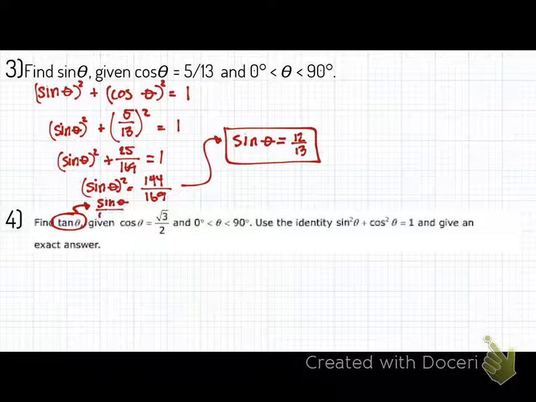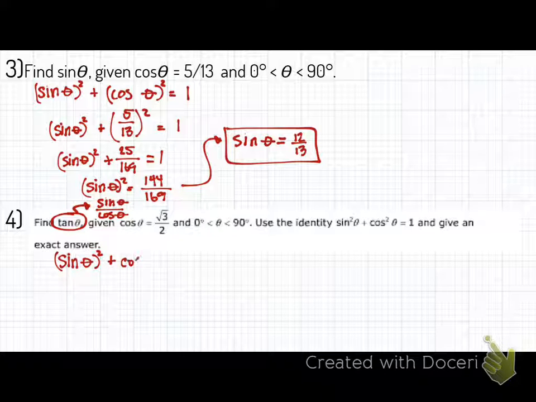We're going to try to figure out sine of theta over cosine of theta, but we have to figure out what sine of theta is. So we have to plug it into our Pythagorean identity, okay? What information do we know? Cosine of theta. Okay, what's cosine of theta, everyone? Okay, good. So when I put this down, I got a question for you. What's rad 3 over 2 squared?